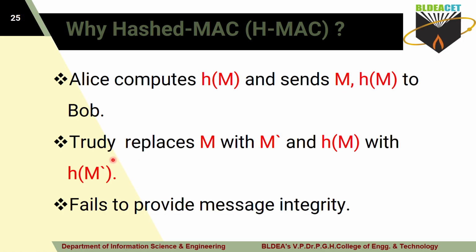For example, Trudy is the attacker. What will the attacker do? Trudy replaces the message M with M dash, and in place of h of m, replaces it with h of m dash.